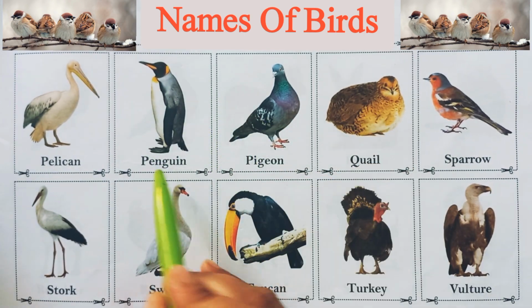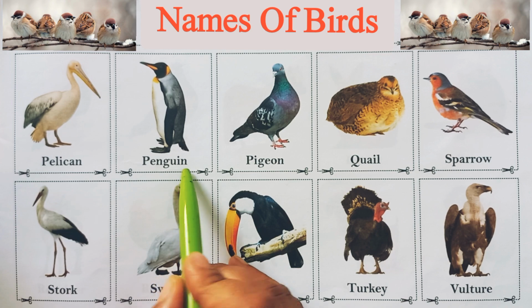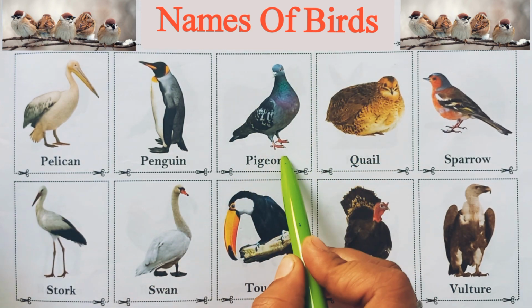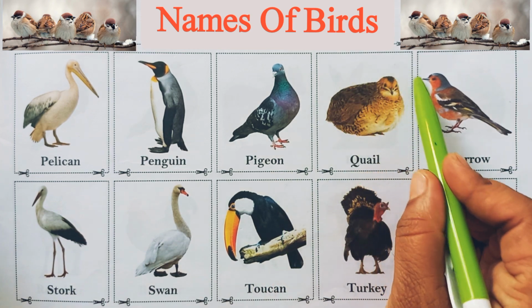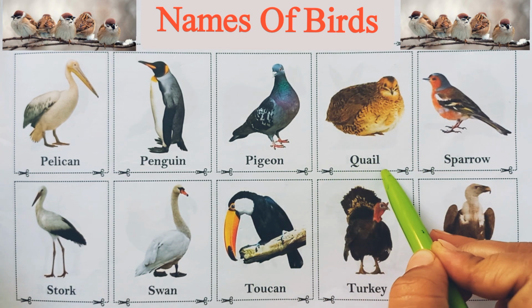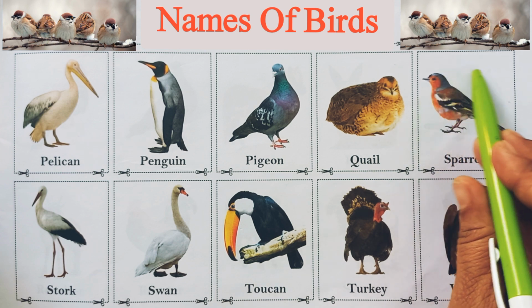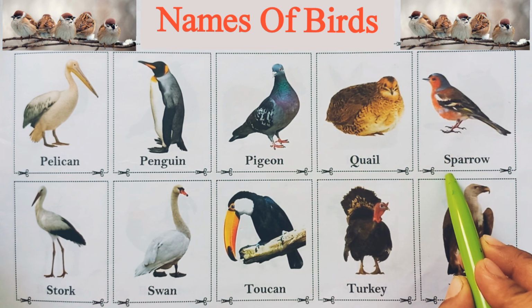Penguin. P for penguin. Pigeon. P for pigeon. Quail. Q for quail. Sparrow. S for sparrow.